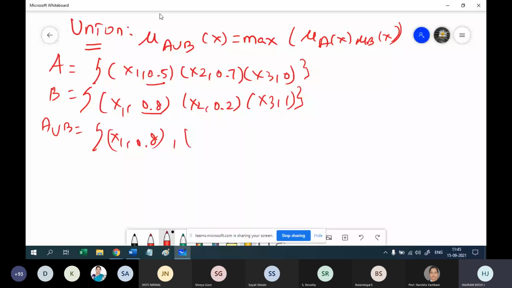For x2, again compare 0.7 and 0.2, which one is maximum? It is 0.7. Then x3, 0 and 1. Which one is maximum here? It is 1. So the union means the maximum value between the membership values. Then the next one is intersection. Intersection means the minimum value. We have to consider the minimum value.